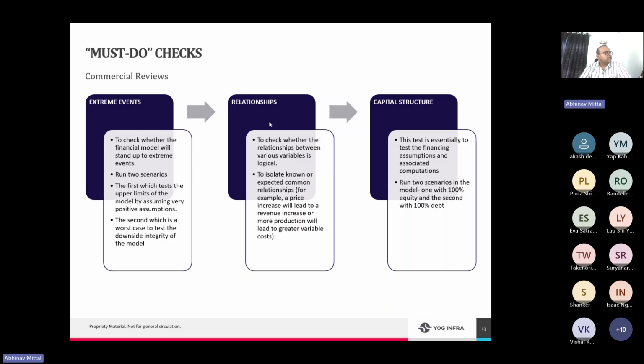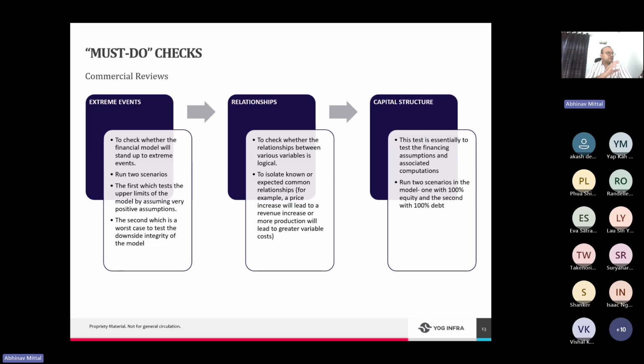Okay, so moving on to the relationships. I think we have talked about this. Essentially, everything in the model is linked to each other. Like I mentioned earlier, if you change a variable or an assumption, the other numbers should move in tandem with that. So that's something that you have to check.